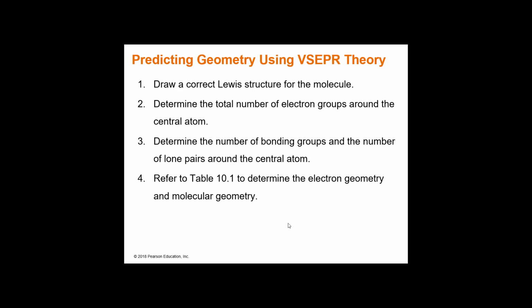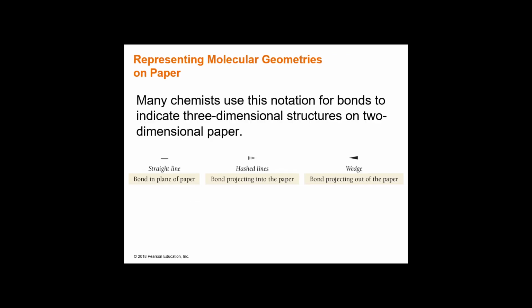So predicting geometry using VSEPR theory, we draw a correct Lewis structure. If you do not draw the correct Lewis structure, you're not going to get the right shape. Determine the total number of electron groups around the central atom. Determine the number of bonding groups and the number of lone pairs, because first you're going to look at the electron groups, then you're going to separate them into bonding and lone pairs, and that's going to give you the geometry. I'm going to give you a VSEPR sheet that you can print out that will make this easier instead of having to keep referring to this. And there might be one in that handout that I gave you, but I don't think so.